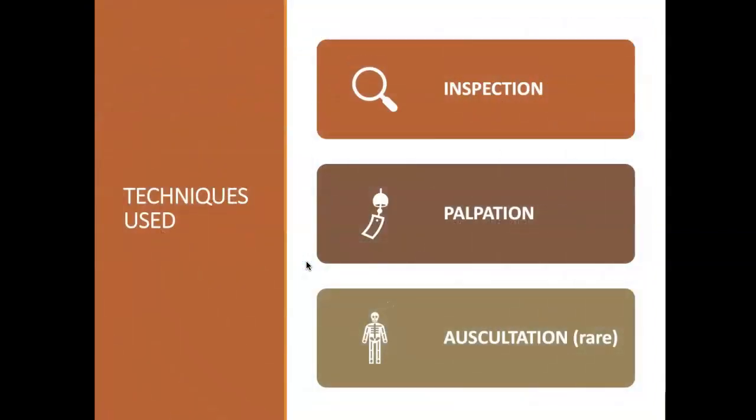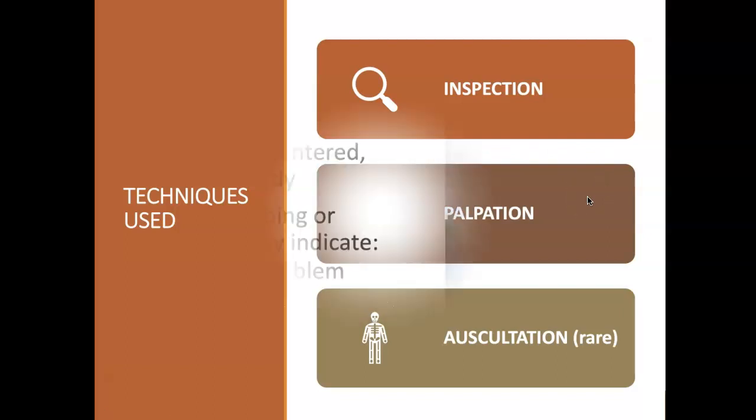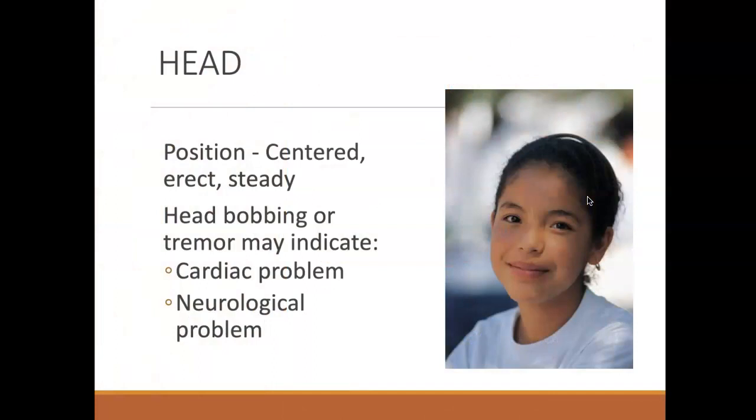And again, remember, we're going to start with inspection, then we'll move to palpation, and then auscultation. The head, we like to see that it's centered on the body. It should be erect and steady. Any type of bobbing or tremor might indicate that there's a cardiac problem or a perfusion problem. It also may show that there might be some underlying neurological problem.